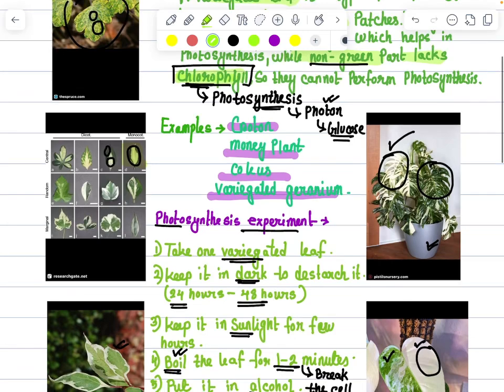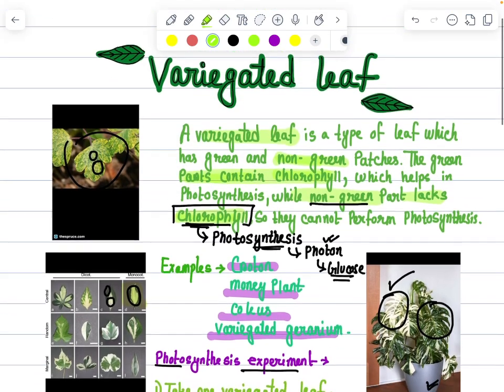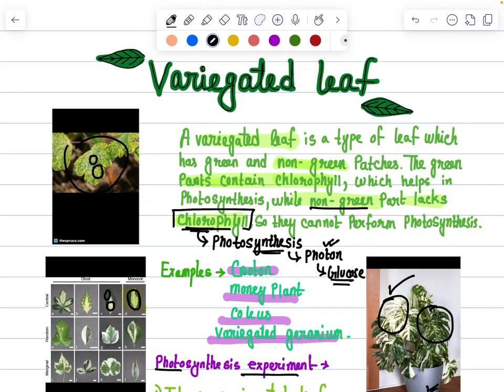So what we have to understand is that a variegated leaf has both a non-green part and a green part, and they stay in patches in the leaf. Only the green part contains the chlorophyll pigment, and the non-green part lacks the chlorophyll pigment. Thereby we can conclude that chlorophyll is essential for the photosynthesis process.